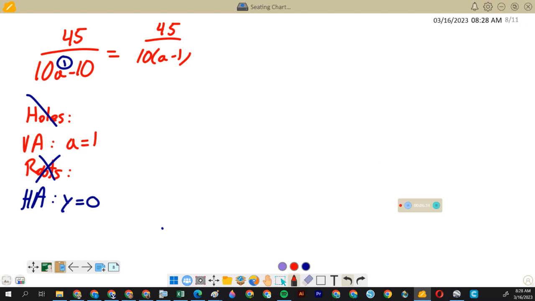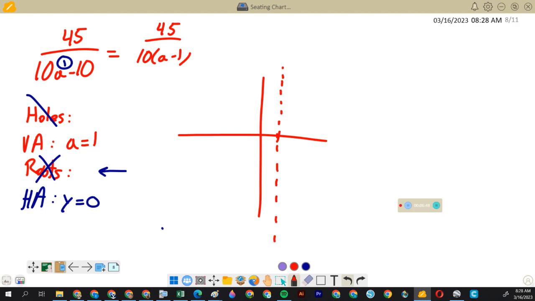Well, we just create all of this information. So on the graph for number 8, we know there is a VA at 1. So I draw that. And I know there is an HA at 0. Okay. So what does the graph look like?